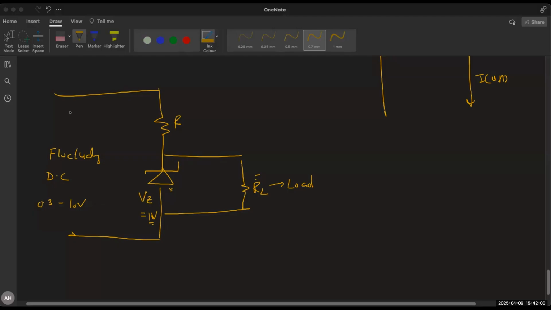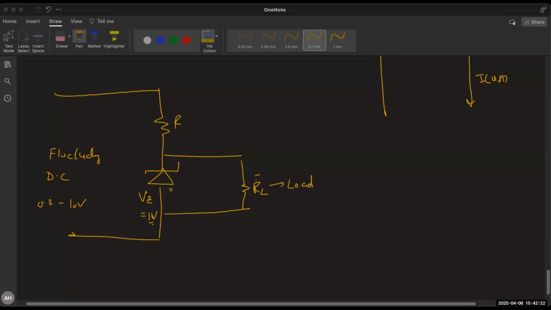Yes, is it clear? What exactly is a voltage regulator? It does not matter what the voltage of your fluctuating supply is, but one thing which remains constant is the voltage across the Zener diode. The voltage across the Zener diode will not change.